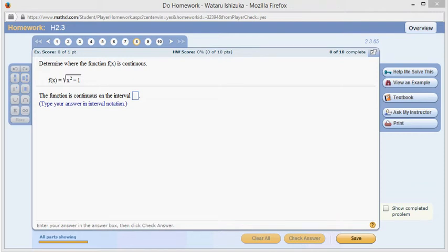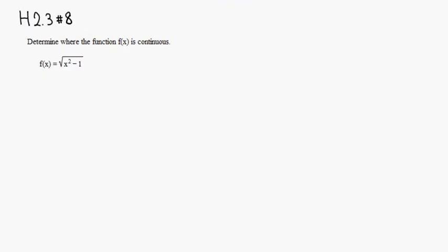Alright, let's look at homework 2.3, problem number 8. So we want to find out where this function is continuous. Alright, so let's do that. Alright, so we have an inside function.